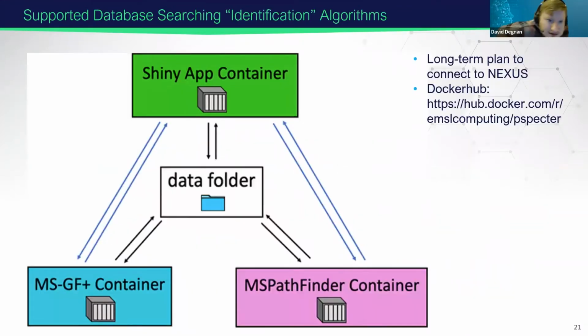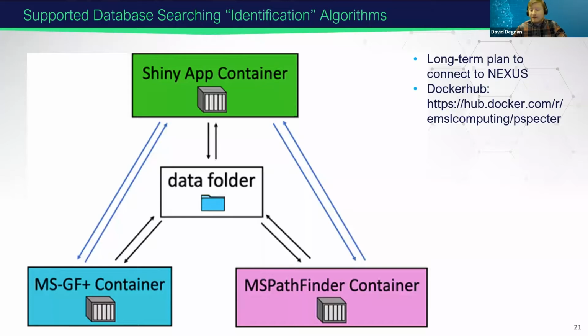So PSpecteR lives in 3 different containers. You really only need the Shiny app container if you're not interested in running some of the tools. MS Pathfinder is the top-down tool you could currently use in PSpecteR. So you upload your data, you click run database search tool, MS Pathfinder, that information is sent to this container where it's run. And then once that is finished running, it pings you to let you know you're done.